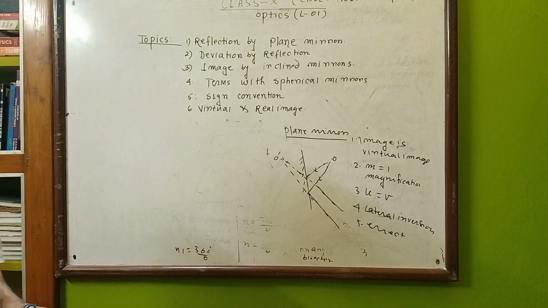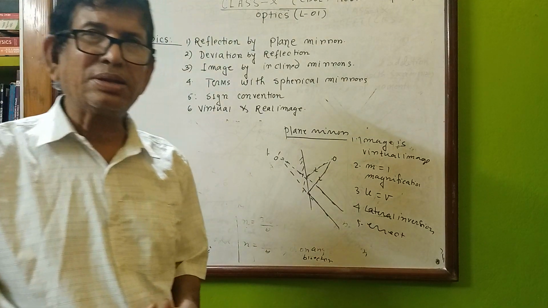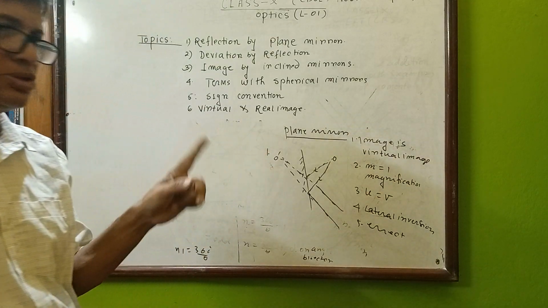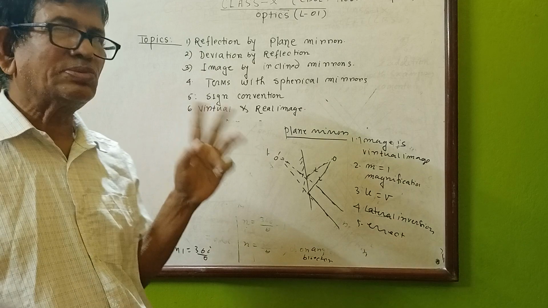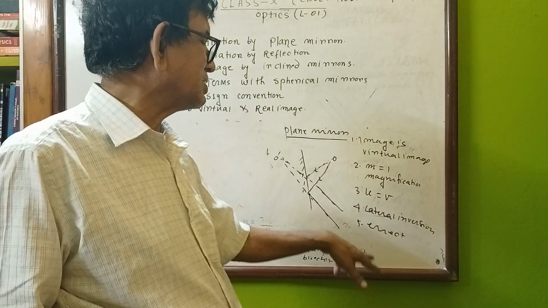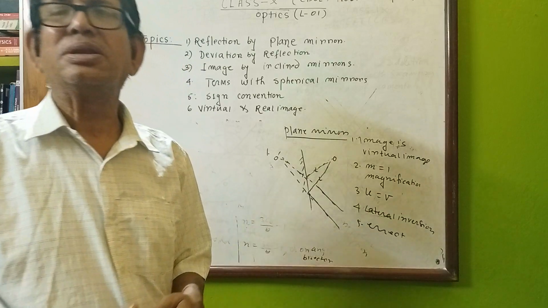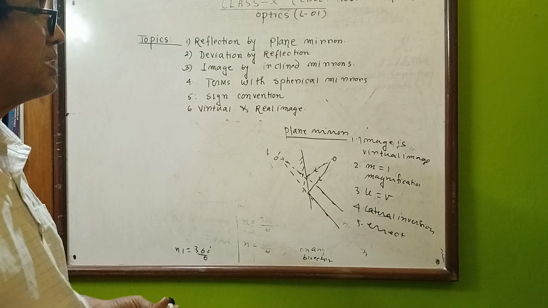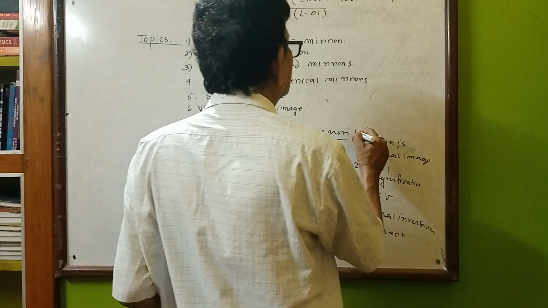Always remember, in the case of a plane mirror, size of the image equal to size of the object. Next, the image is virtual, so erect. Magnification 1 means size of the image equal to size of the object. Image distance equal to object distance. And lateral inversion means left order will be right order laterally. So these are the plane mirror image characteristics.